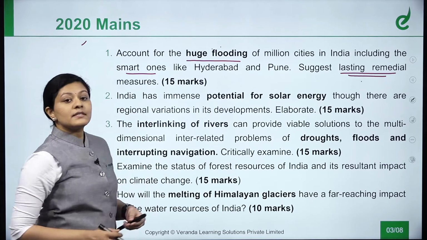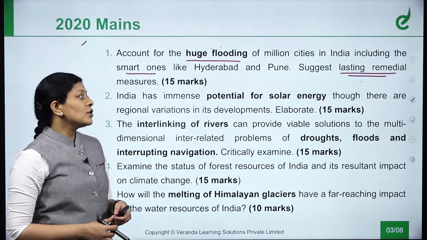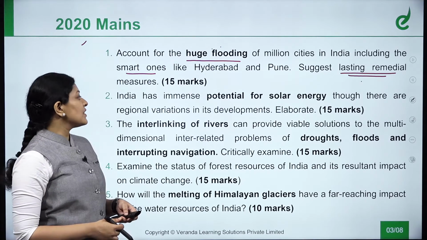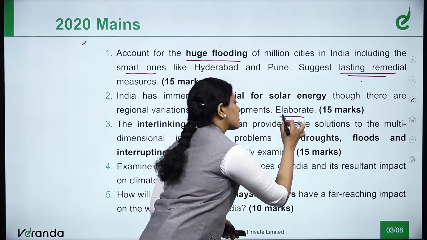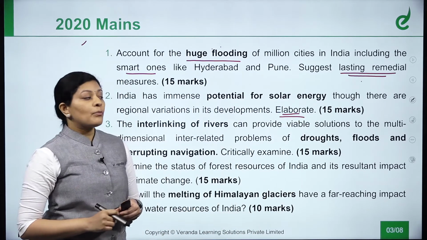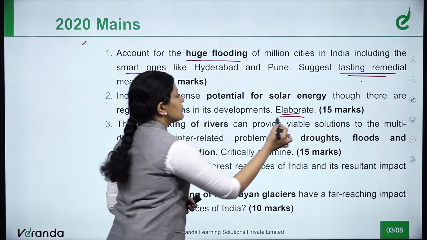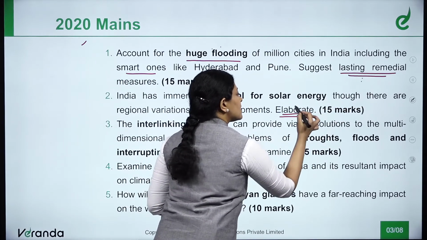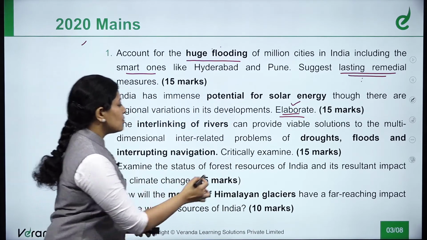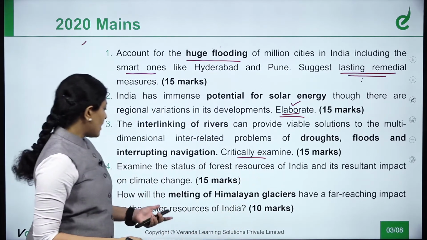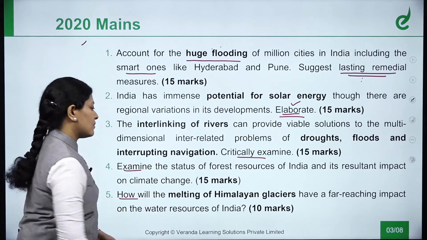Here, in this particular question: India has immense potential for solar energy though there are regional variations in its development. Elaborate. And there is one more important thing. Every question format will be different. They have asked to suggest remedial measures, they have asked to elaborate the particular statement, they have asked to critically examine, and again here examine, and they have asked how.